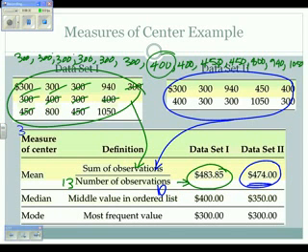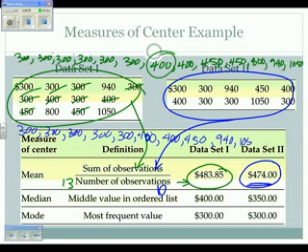So let's list it in order. That would be 300, 300, 300, 300, and then 2 400s. Oh, wow, okay. 2 400s. 450, just one? Okay, and then 940, 1050. Okay. And so our 2 center ones, because we have 10, would be number 5 and 6.